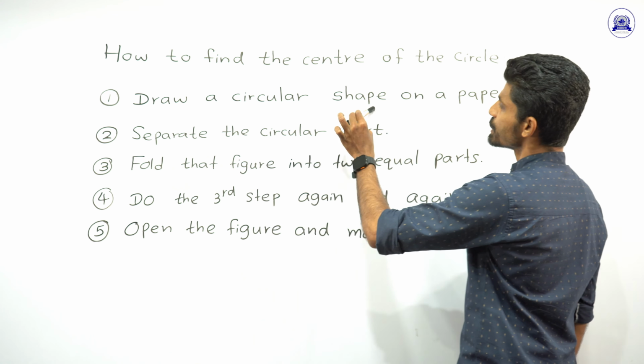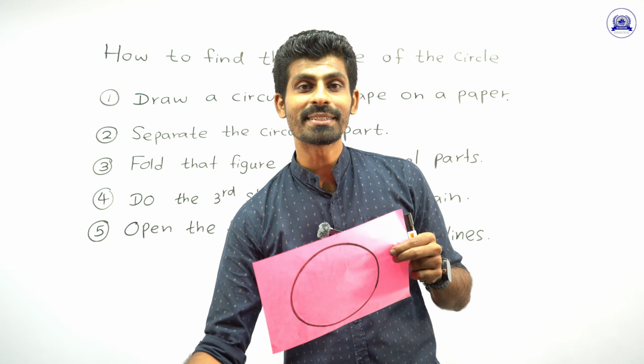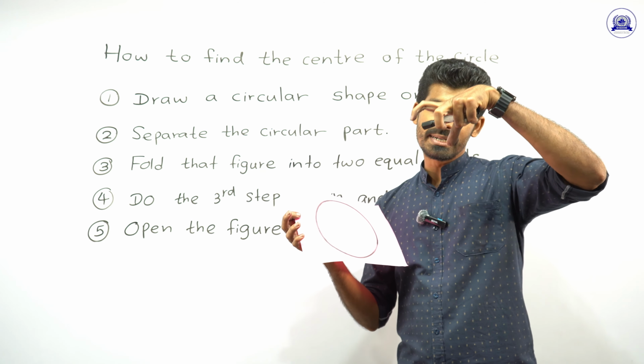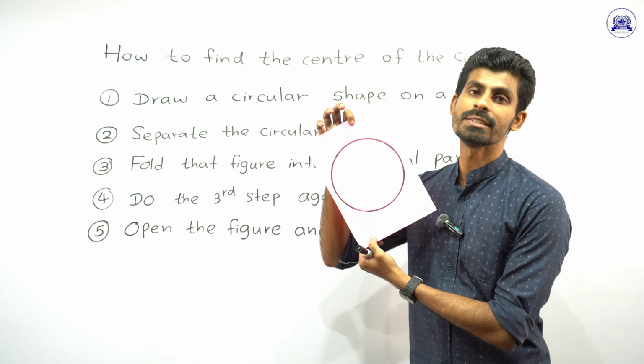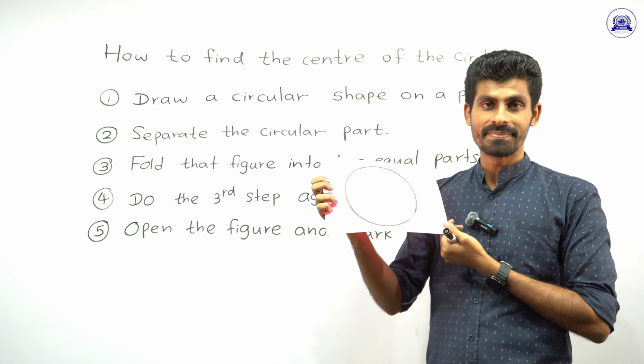Draw a circular shape on a paper. Right? So you can see there is a circle shape on a paper. You can use some plates and marks, whatever things you need. You need to draw a circular shape on a paper.